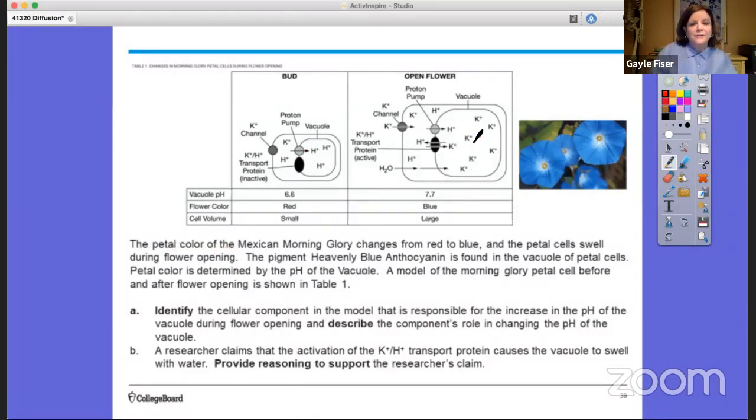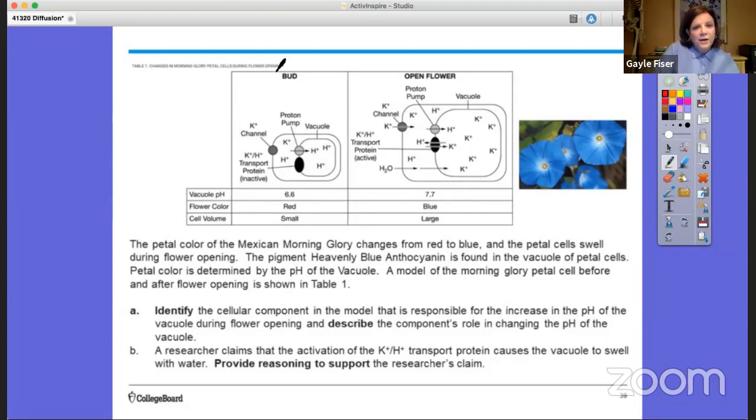The petal color, let's look at the boxes first. So what do we have in our table? We have vacuole pH, we have flower color, and we have cell volume. So in the bud, we have a 6.6 pH, and it's red, and the cell volume is small. And then the vacuole pH in the open flower is 7.7, and then it turns blue, and the cell is large. So this more alkaline pH causes it to be blue.